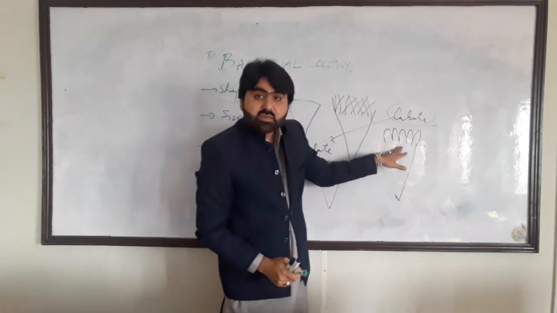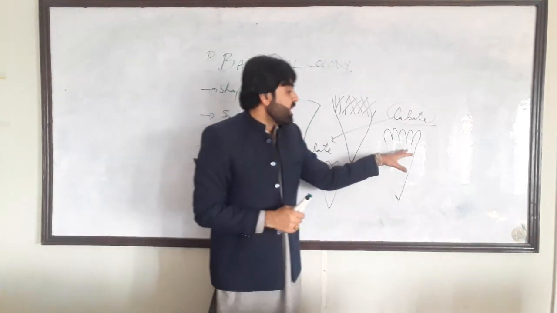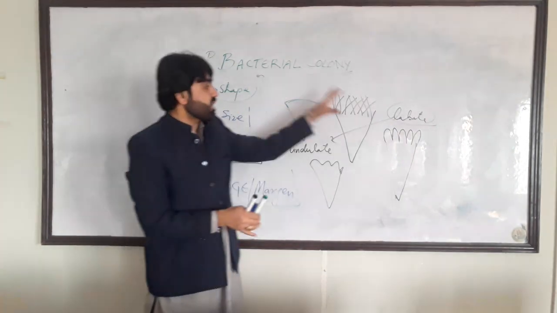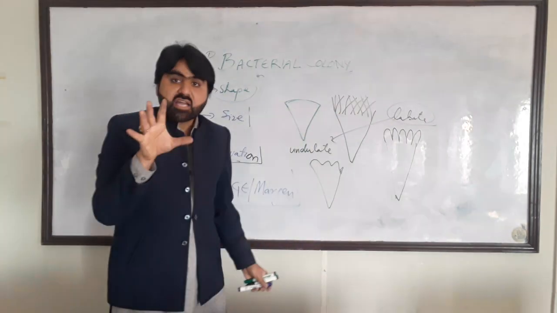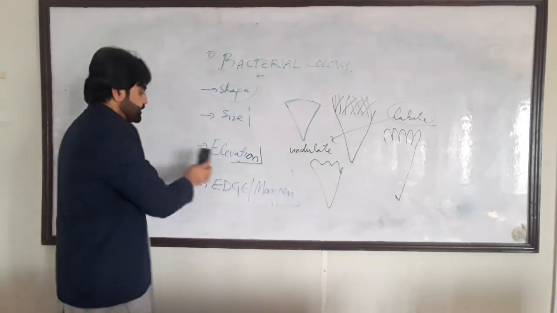While in lobate margin, the lobes are smooth or equal in size, so you will have to differentiate lobate from undulate margin. So these are the 4 most common margins of the bacterial colony which you can see on your plate.